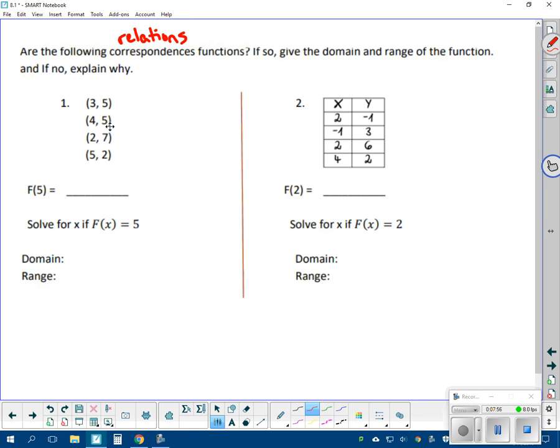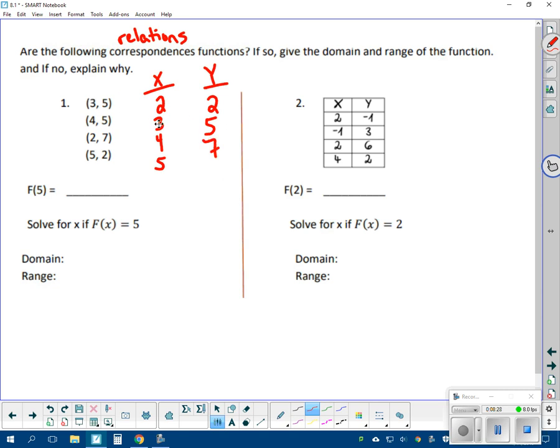Sometimes it's really nice to make what we just did with the store example called a mapping, and then you can see it really nicely. So if I want to make a mapping, I want to list all my x's. And if you want to be really good, put them in numerical order. So 2, 3, 4, 5. And then list all your y values, your outputs. 2, 5. Now I've got 5 twice. 5 is just 5, so I'm not going to write it again. I've already taken care of the 5.